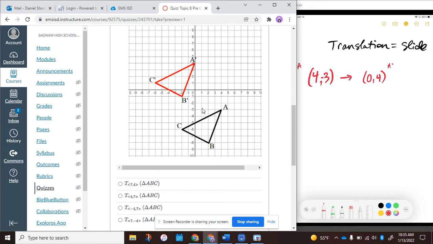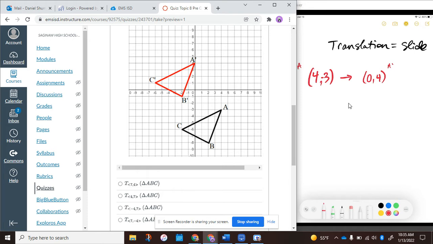Okay, so when we look at our rules for translations, we notice that the only thing that changes is the location. And by that I mean we have just straight up slid this to the left and up to get to this right here. Okay, we moved 4 units to the left, and I can count on here, or I can just know the difference. We moved 7 units up.